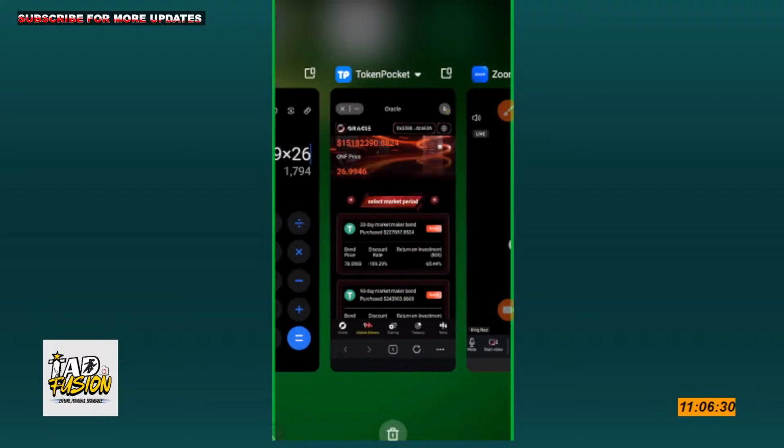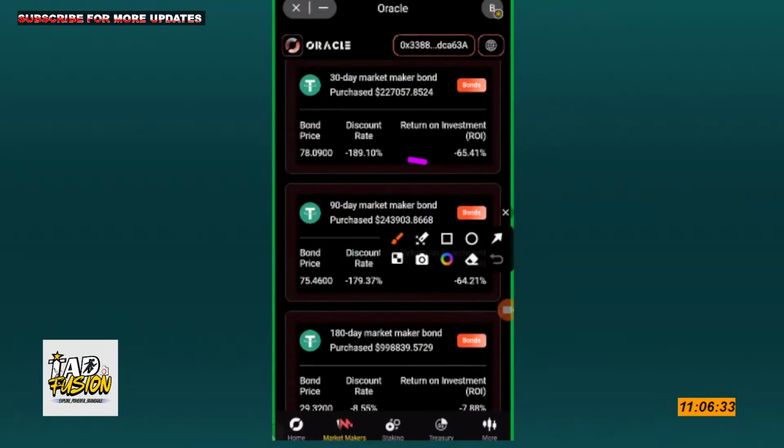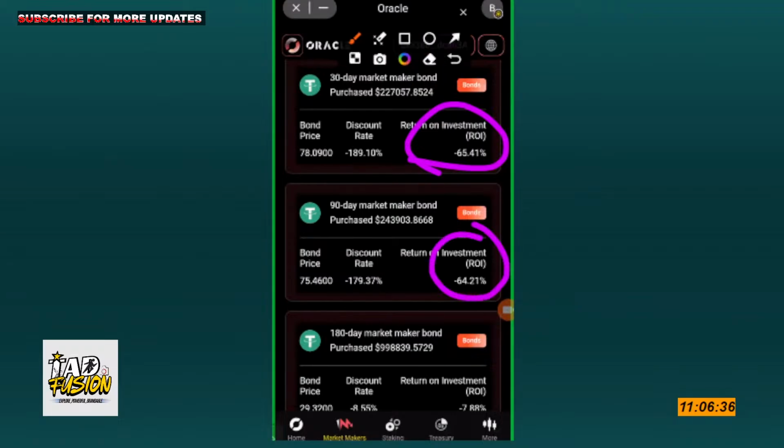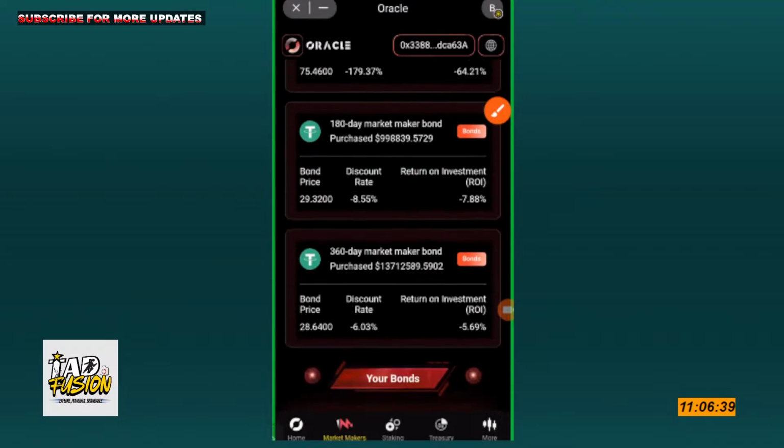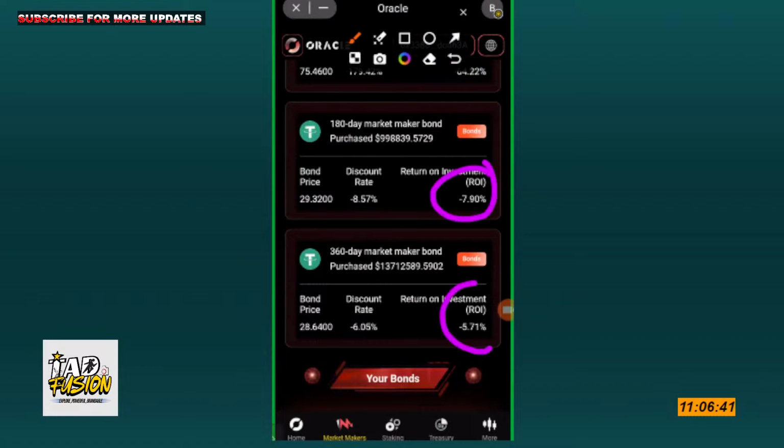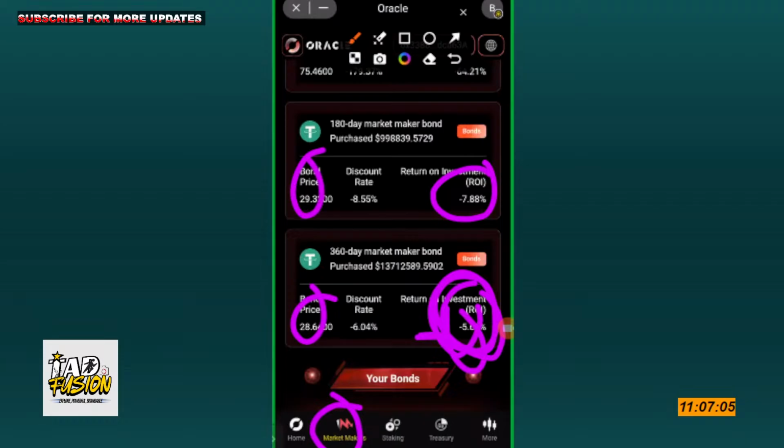Whenever you see the returns are in negative, please don't bond. When the system is telling you automatically not to bond, making this negative, they are chasing you away from market makers right now. Already the system does this automatically. Whenever the price of the coin goes down, the system automatically makes the bonds expensive and makes the yield negative.